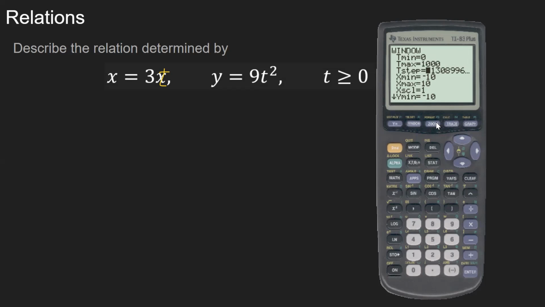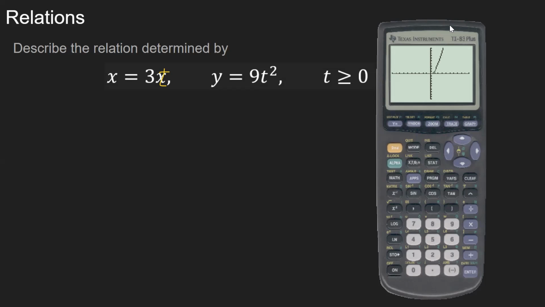Now if I hit zoom 6, that gives me my standard viewing window. And notice it traces the curve. It's kind of like the right-hand side of a parabola. The initial point is the point where it started. If I hit graph, let me hit zoom 6 again. Notice it started at the origin and moved up and to the right. With parametric equations, how you parameterize it determines the direction that the graph will go.